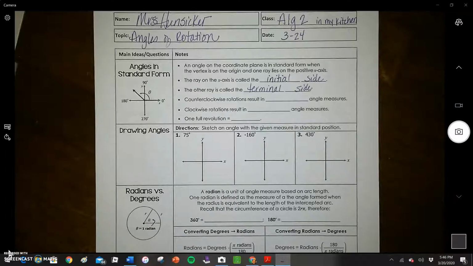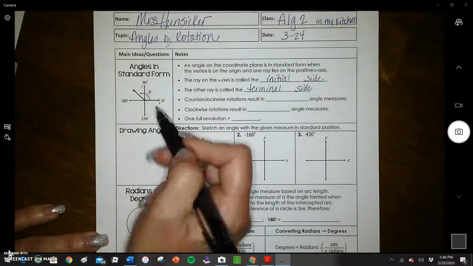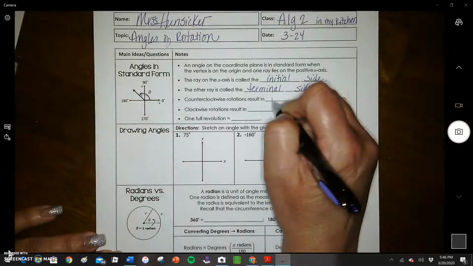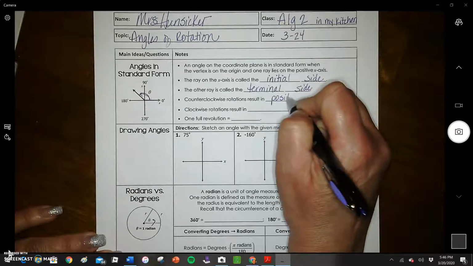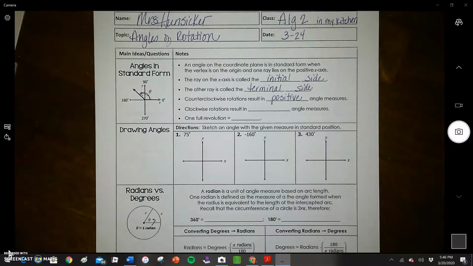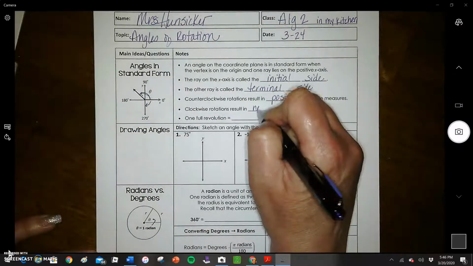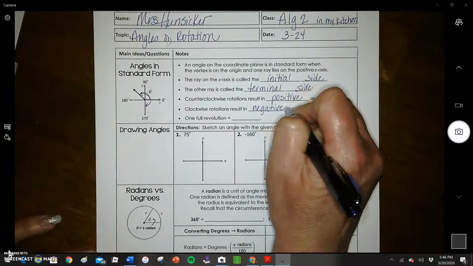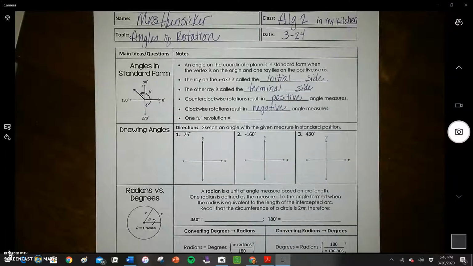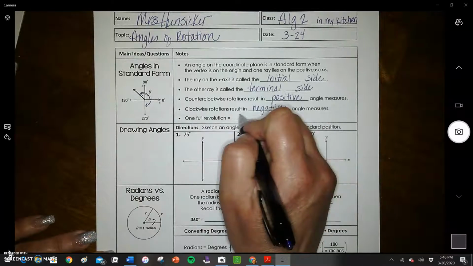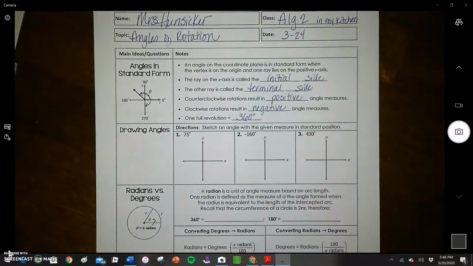If you go counterclockwise, okay, so the direction that this angle right now is pointing, then you're going to get a positive angle measure, okay? If you end up going the other way, so if you go clockwise this way, then you get a negative angle measure. And so it's very important that you know which direction it is. And then hopefully you know what one full revolution is. So the 0 degree angle is also the same thing as 360 degrees, okay?